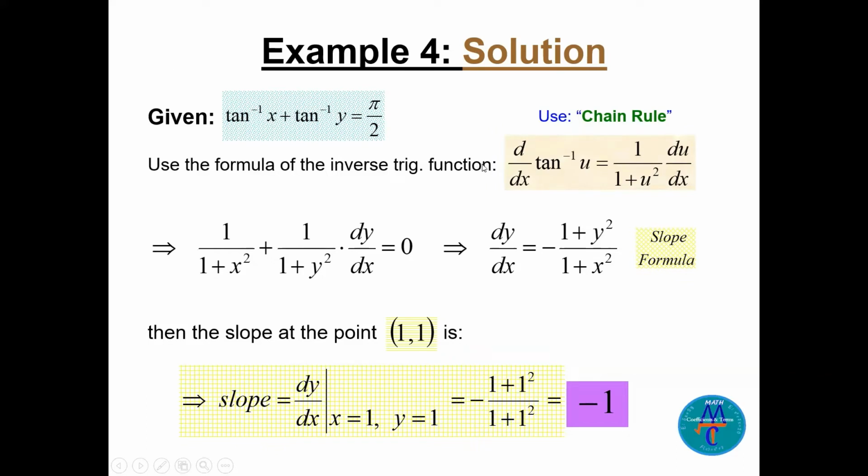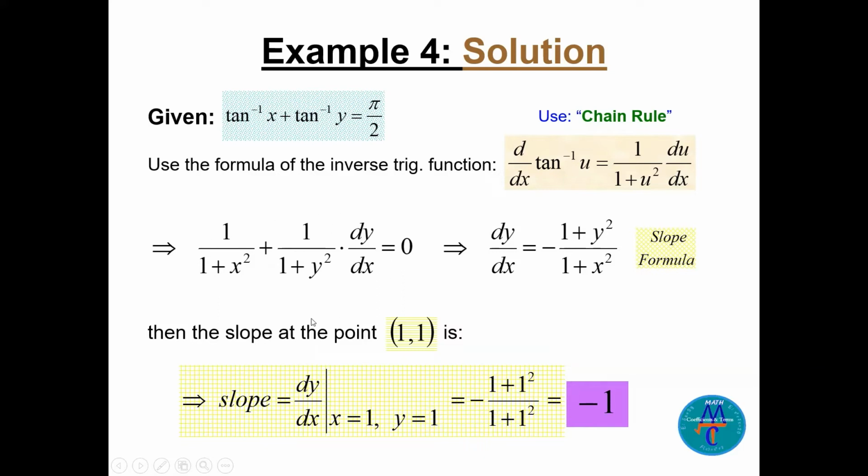Let's use this formula. The derivative of inverse tan of u is 1 over 1 plus u squared times du over dx. So the derivative of the first one is easy, 1 over 1 plus x squared. Inverse tan of y gives 1 over 1 plus y squared times the derivative of y, which is y prime, or dy over dx. The derivative of pi over 2 is 0 because this one is a constant.